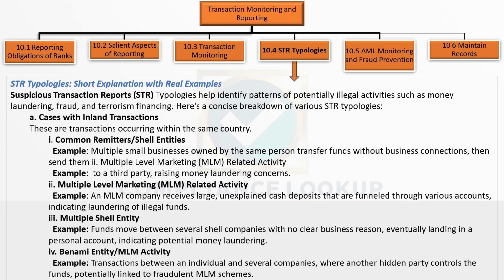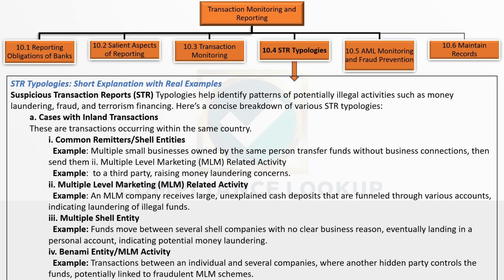Fourth, Benami entity MLM activity. Benami entities are those that hold assets on behalf of another person. They are often used to conceal the true identity of the beneficiary. Example: a series of transactions is detected between an individual and several companies, but the funds appear to be controlled by another person who is not named in the company's ownership documents.